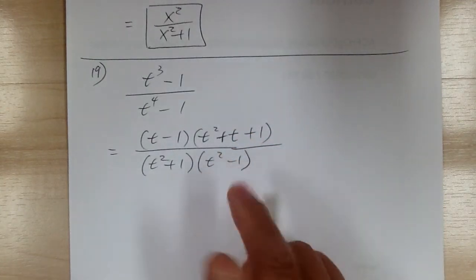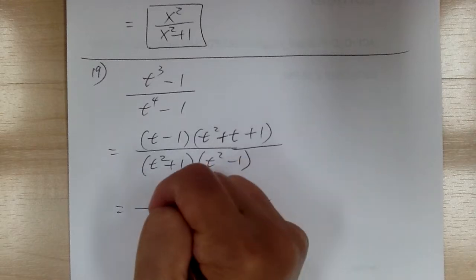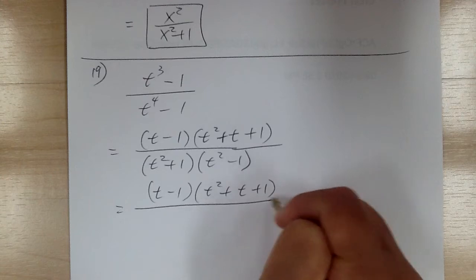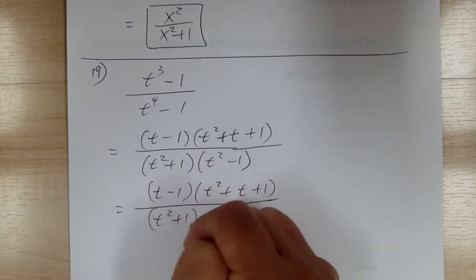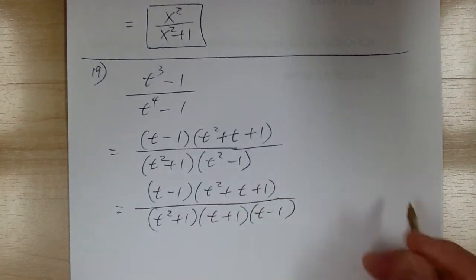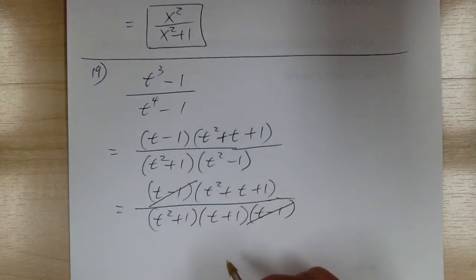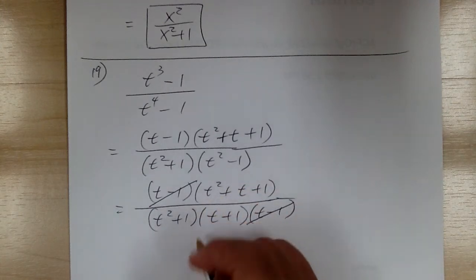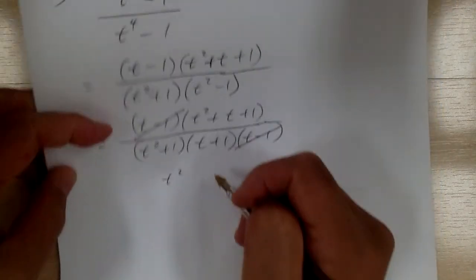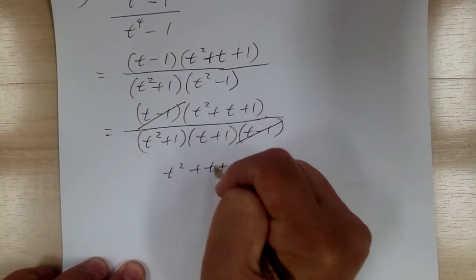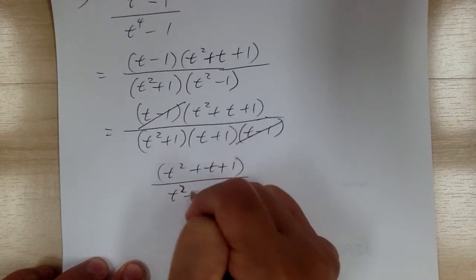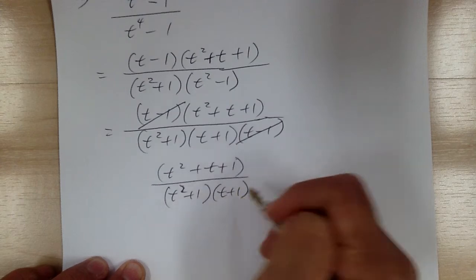And then you have to factor this again. So you're going to get t minus 1, you get t squared plus t plus 1. Over here you get t squared plus 1. This one you get t plus 1, t minus 1. And the t minus 1 will cancel out. And so this would be your final answer. So you get t squared plus t plus 1 over t squared plus 1, t plus 1.